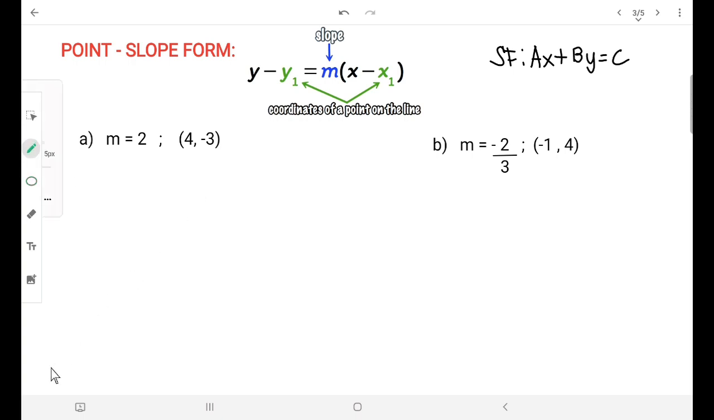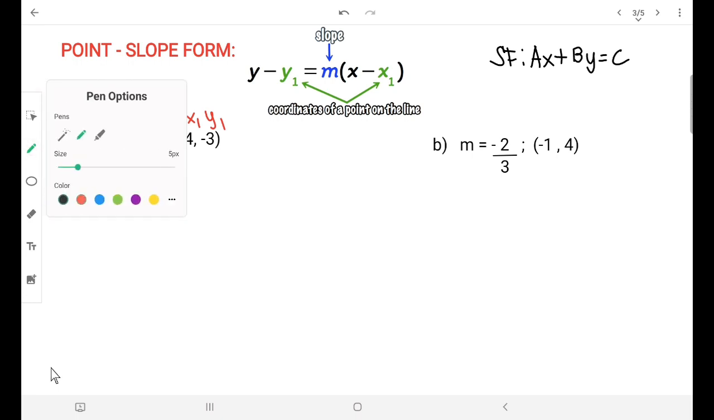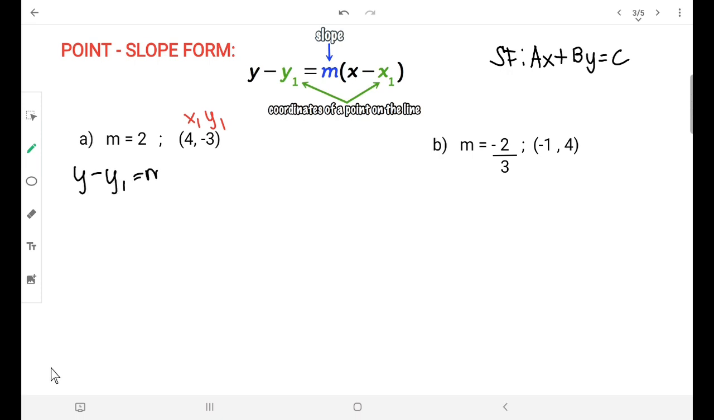So how do we do this? First step, write your x sub 1 and the y sub 1 at the top of the coordinates, so you won't get confused in the substitution process. So we have y minus y sub 1 equals m times x minus x sub 1. Then substitute. So y minus negative 3, m is 2, x minus x sub 1, which is 4. And then we have to simplify.